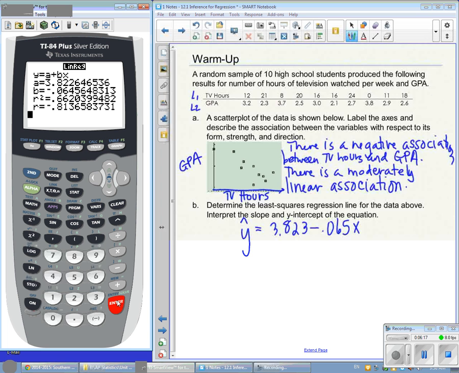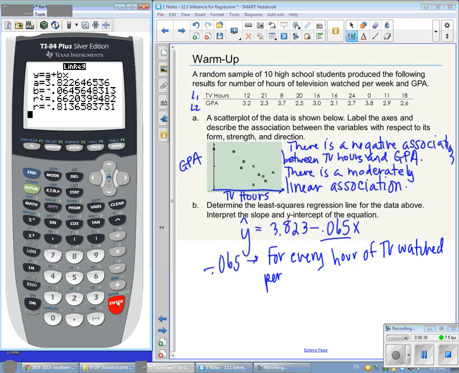So let's talk about the slope. What does this negative 0.065 mean in the context of the problem? Okay, for every hour of TV watched in a week, GPA. Now, we want to be careful when we're describing the slope and the y-intercept from a regression equation, because this isn't necessarily going to be what happens for everybody. It's not necessarily what's always happening. So we want to make sure that we're describing an estimate or an approximation.